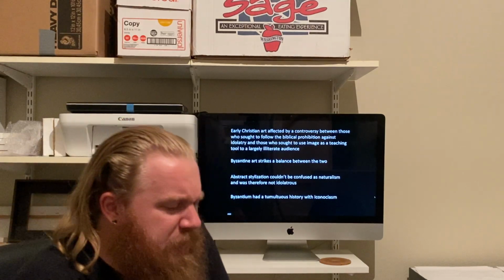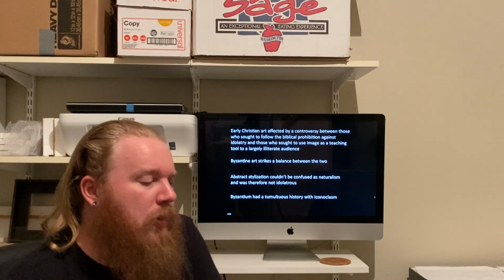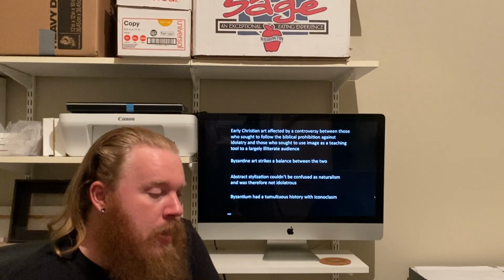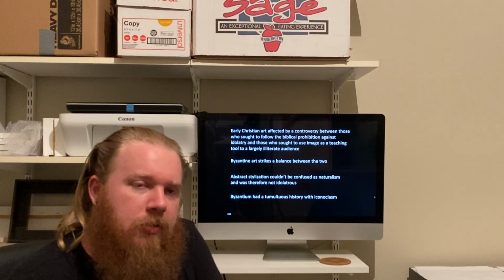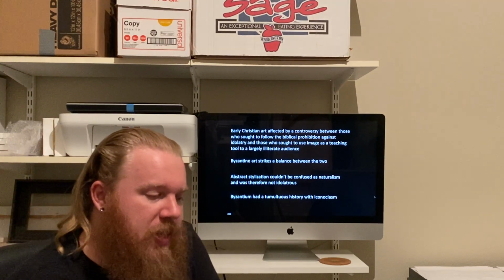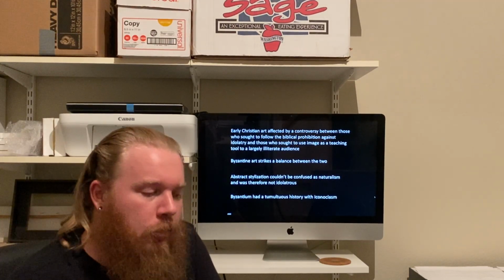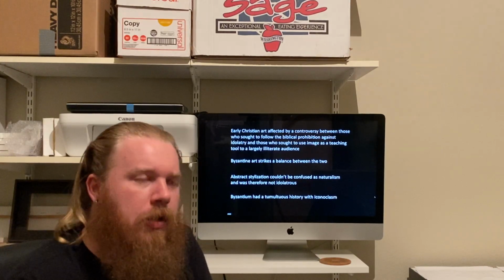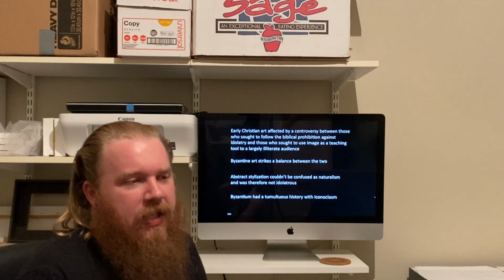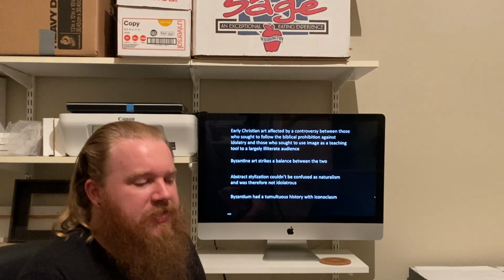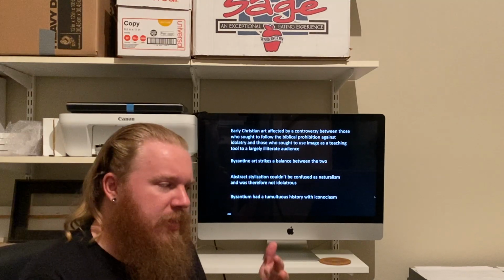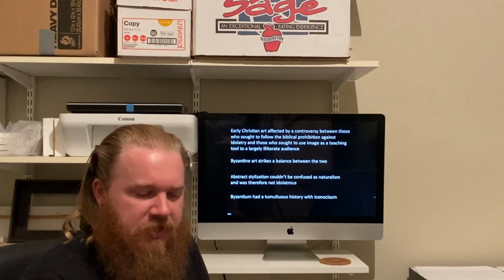Now, it is important to note, and we touched on this a little bit, that early Christian art is affected by a controversy between those who sought to follow the biblical prohibition against idolatry and those who sought to use image as a teaching tool for a largely illiterate audience. So if we are to take the Bible literally, it does state that using any kind of imagery in a religious sense, even a crucifix, is technically considered a mortal sin that is punishable by eternal damnation.